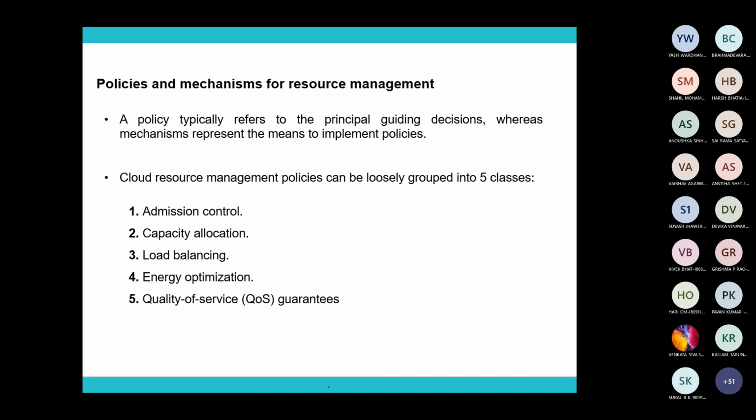And whereas mechanism represents the means to implement those policies. So the policy actually refers to the principal guiding decisions, and mechanism refers to how we are going to implement that particular policy.